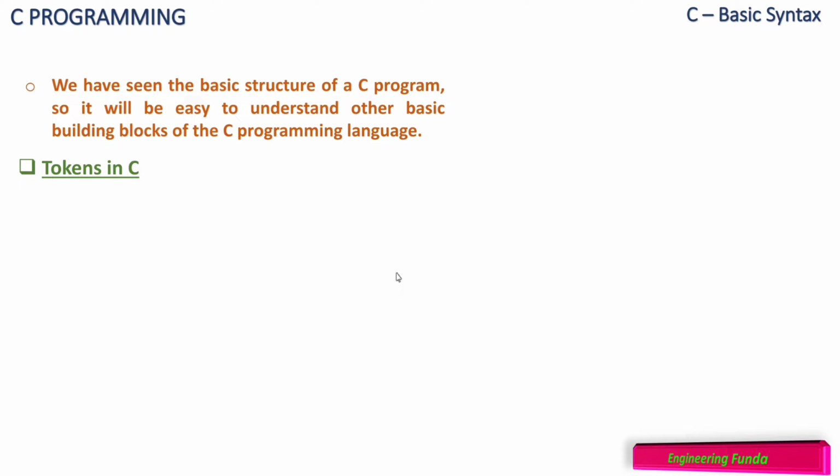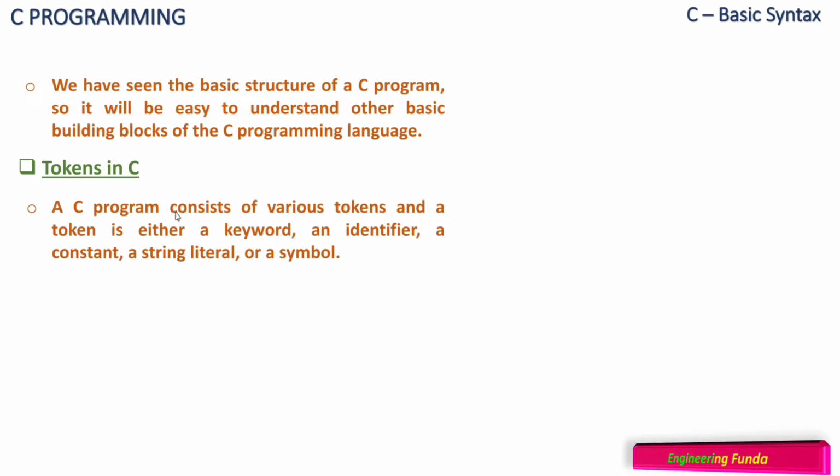To get into the detail of that, first let us discuss something about tokens in C. These tokens in C are used by the C compiler to identify whether the given statement is correct or not, and whether it is placed at the correct place or not. A C program consists of various tokens, and a token is either a keyword, an identifier, a constant, a string literal, or a symbol which has some specified meaning in C.